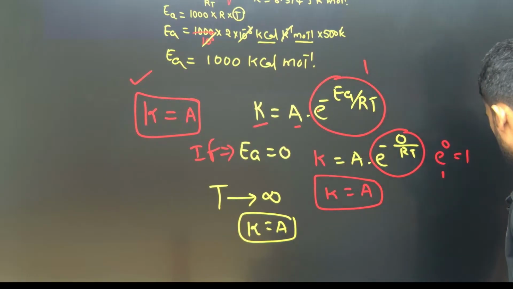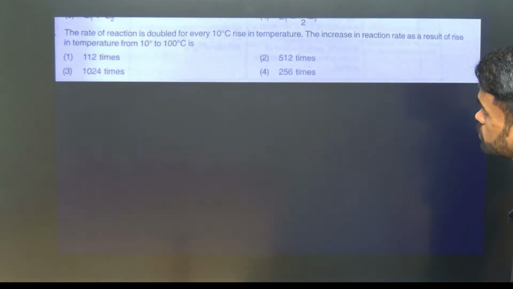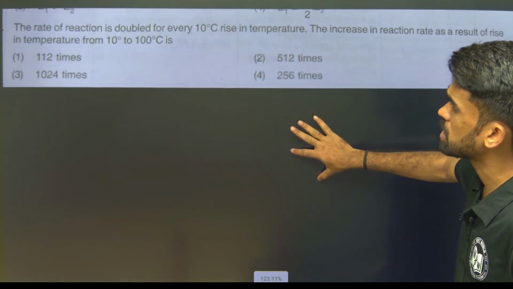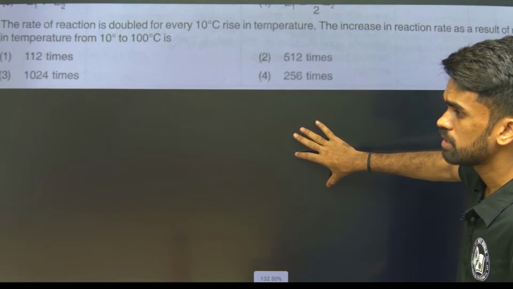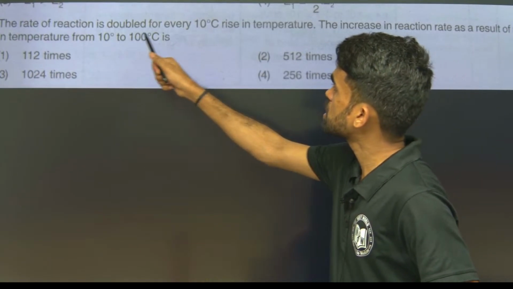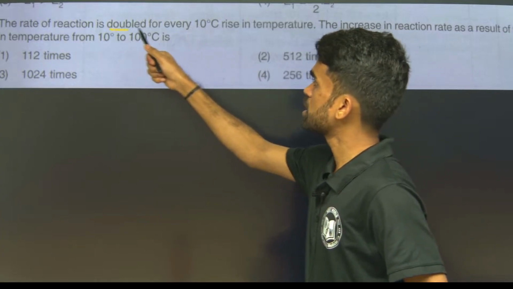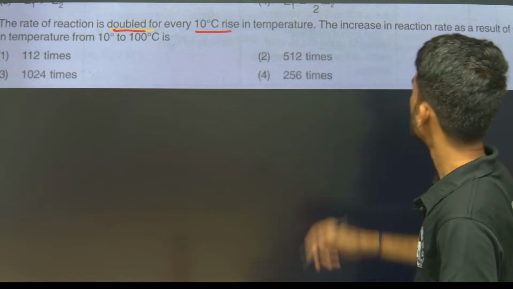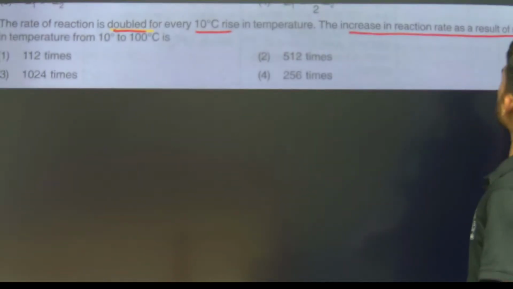Okay, next here I have one more question. Yeah, look at here, effect of temperature on the rate of a reaction. Try to read this question. See, the rate of a reaction is doubled. Just underline the doubled, for every 10 degrees rise in temperature. Okay, the increase in rate of reaction as a result of temperature from 10 to 100. So what is the difference? So 10 degrees Celsius to 100 degrees Celsius it is raised.